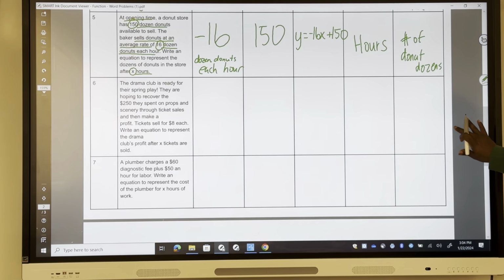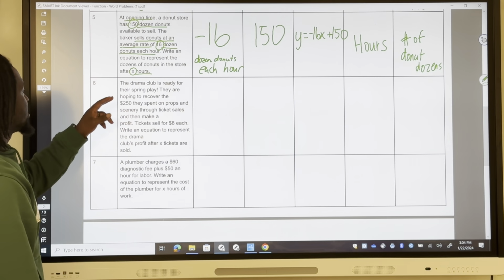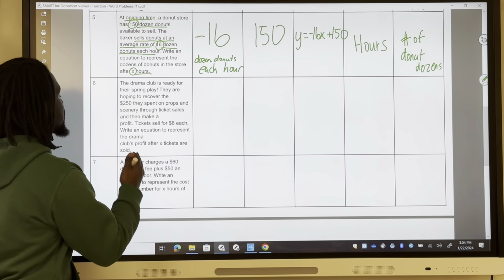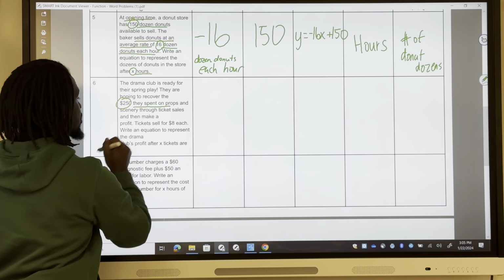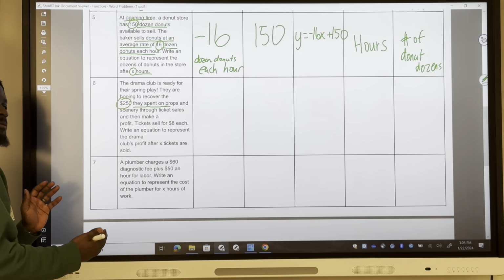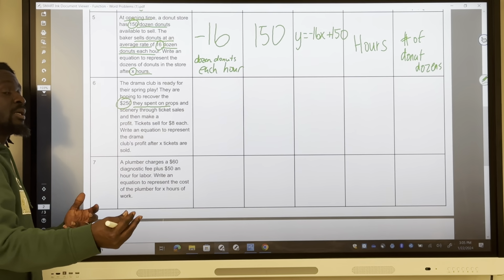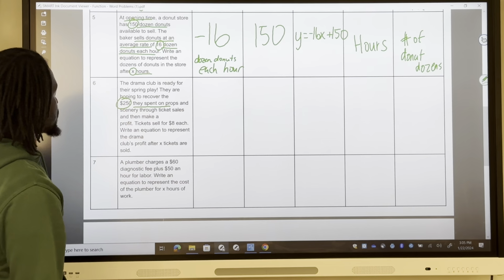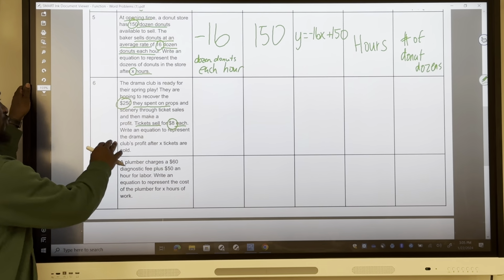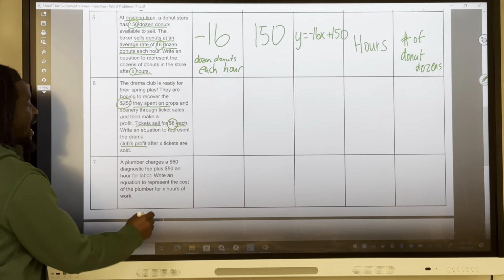All right, we're almost done. You guys are doing great. Question number 6. The drama club is ready for their spring play. They are hoping to recover the $250 that they spent on props through ticket sales and make a profit. Okay, so they spent $250 to begin with, and they're trying to make more money. So they're trying to make what they spend and then also make more money. And ticket sales for $8 each. Write an equation to represent the drama club's profit after x tickets are sold.